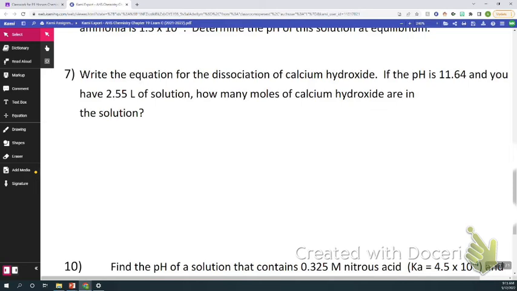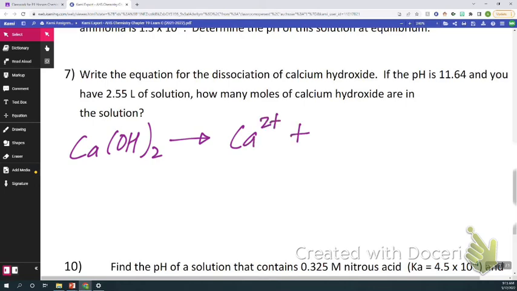Number 7, write the equation for the dissociation of calcium hydroxide. So we're looking at calcium hydroxide. The dissociation is going to look like this: Ca2+ and 2 OH-, okay? That's how you do it. The coefficient becomes 2 OH-. So that's how you do the equation for the dissociation.